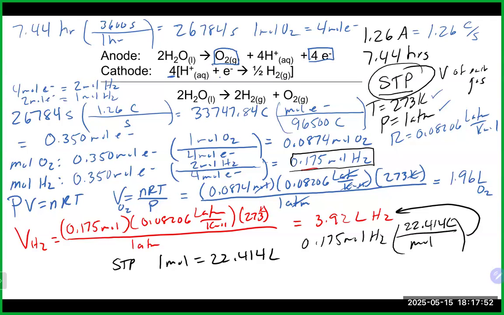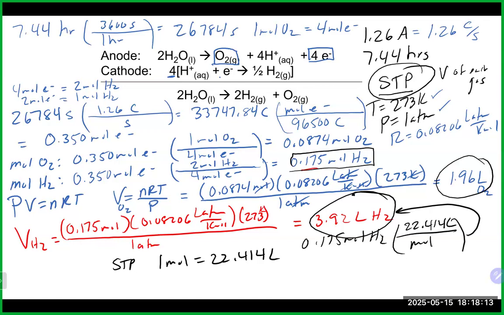Remember, though, if you want to use that, it does have to be at STP. If it's not at STP, you can't use that conversion factor. We actually see here in this problem what we saw in the picture. It got me twice as much hydrogen gas collected as oxygen gas. So again, here we see that occurs.